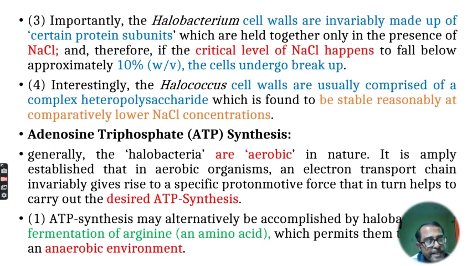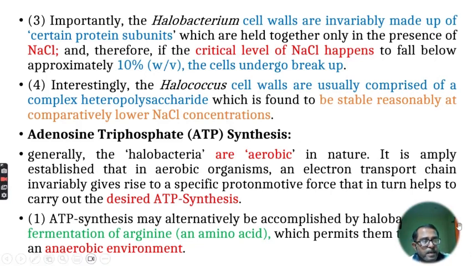Now, in order to generate ATP, these extreme halophiles carry out different types of processes to obtain the energy. These halobacteria are aerobic in nature, so they use the electron transport system to generate the proton motive force to obtain the ATP synthesis.